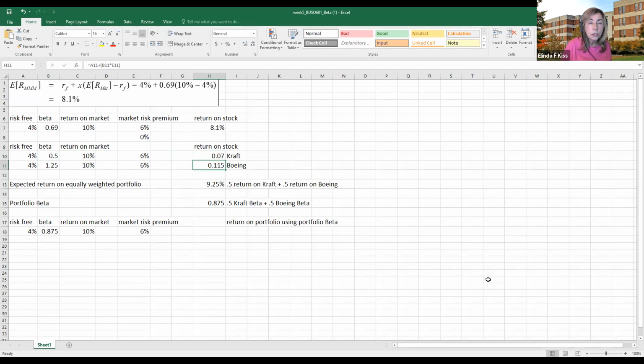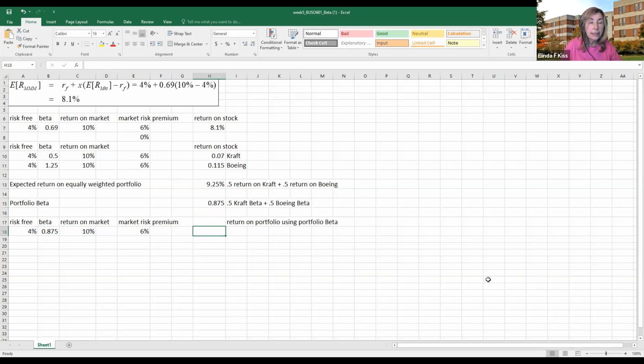Now, how can we get a return on a portfolio that is 50% of Kraft and 50% of Boeing? Well, one way we could do it is multiply 50% of each of the returns and sum them, and I get 9.25. But alternatively, we can find the beta of the portfolio. Again, it is 50% of 0.5 and 50% of 1.25, so that the beta of the portfolio is 0.875. Now we've got that 0.875 here with the portfolio.